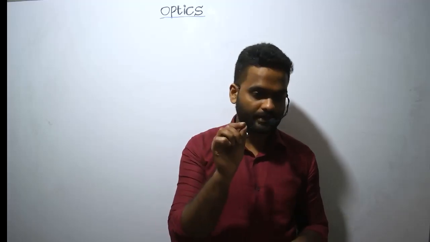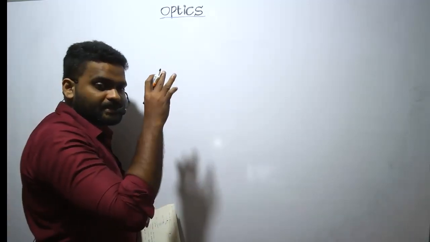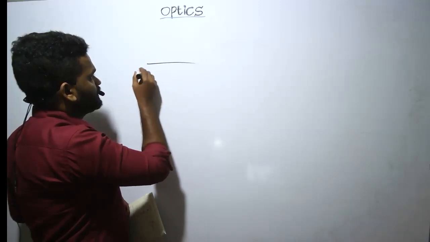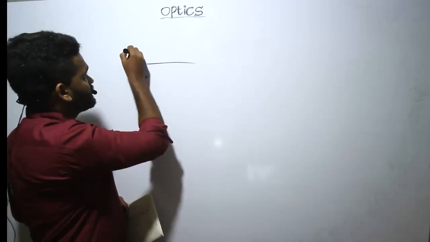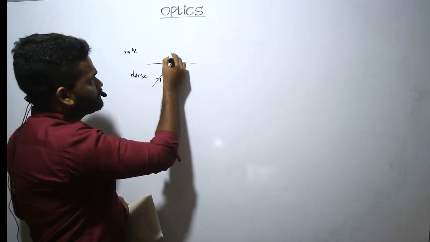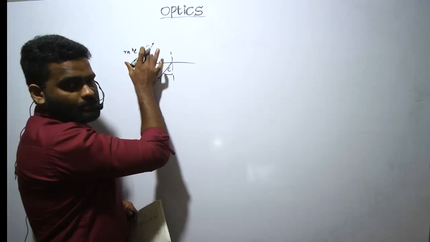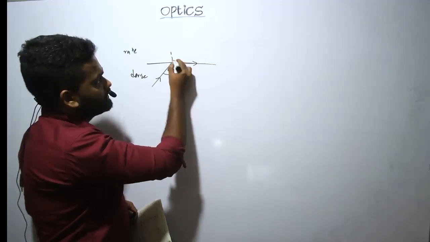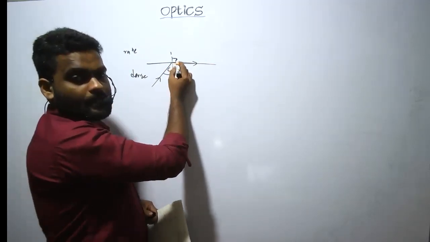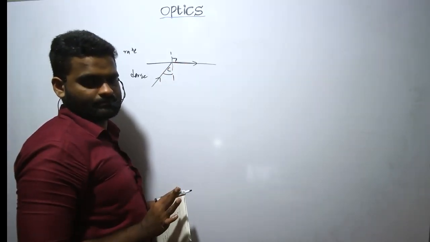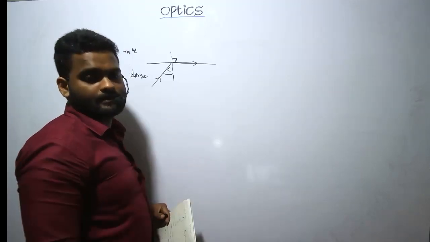Okay, this is what it means, right? This will be useful in MCQs. That's why I'm giving you this, right? So there's a principle of reversibility in light. So what is that? So we know that, let's say this is dense and this is rare. So we know that when it is incident from dense medium to a rare medium at critical angle, the refracted angle is 90 degrees. Okay, that we know. So what is reversibility of light?